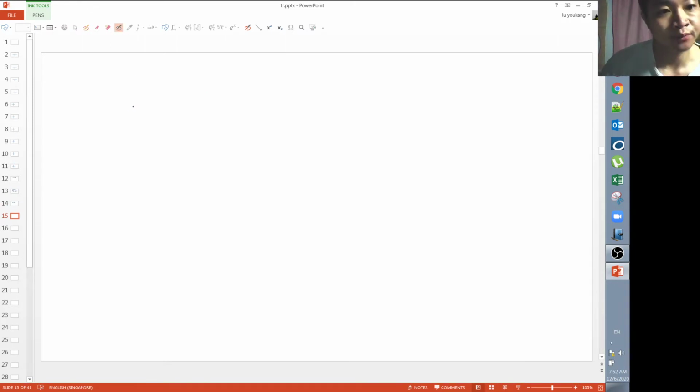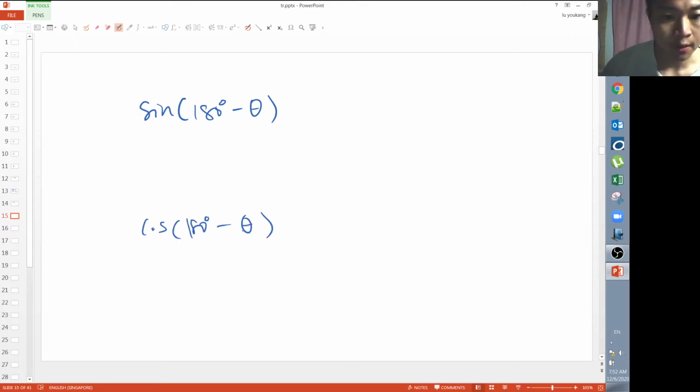All right, so let me start off with two formulas. You have your sine 180 minus theta, and you have your cosine 180 minus theta. My understanding from a lot of my students' feedback is that they are asked to memorize this formula and this formula as well. But my suggestion is instead of memorizing these two formulas, which is of course much faster for questions, let me further elaborate these two formulas with an example.